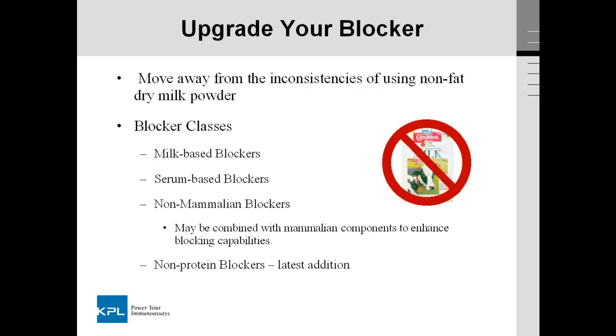Many of the issues with blocking center around the use of non-fat dry milk powder. It will work well with certain Western blot applications, but generally does not do well with high-performance Western blotting. There are 4 classes of blockers we will discuss today: milk-based blockers, serum-based blockers, non-mammalian blockers, which may be combined with mammalian components to enhance the blocking capabilities, and non-protein blockers, the latest addition to the Western blotting foray.